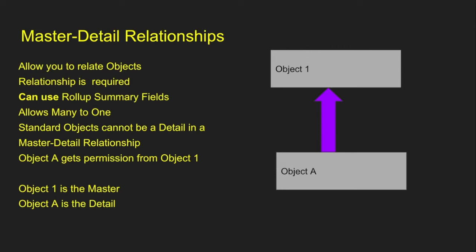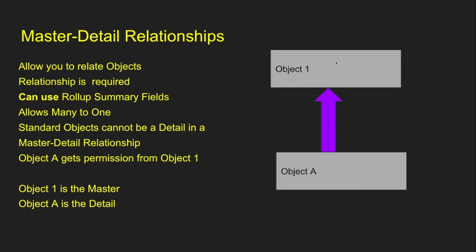It still allows many to one, so that means I can have multiple object A records, but tied to one single object 1 record. I own object 1. I also own object A through that implicit relationship there. So if I'm the owner of object 1, I also own this. And since I can't create an object A without this, it inherits all its permissions. So whoever the owner of this is also going to be the owner of this record. Same mindset, whoever can see this can also see this, provided they have access to this particular object.